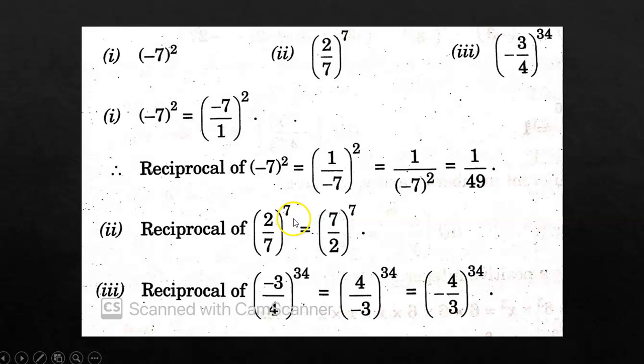2 upon 7 raised to 7. The reciprocal or the inverse of this would be 7 upon 2 raised to 7. See, if it is a fraction, the numerator goes to the denominator, the denominator comes to the numerator, and the power remains the same. Minus 3 upon 4 raised to 34 will be 4 upon minus 3 raised to 34, and we never have minus in the denominator, so we bring that to the numerator. So we have minus 4 upon 3 raised to 34. These are a few examples.